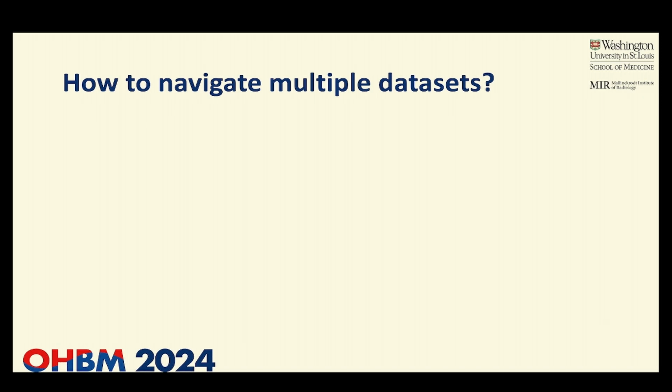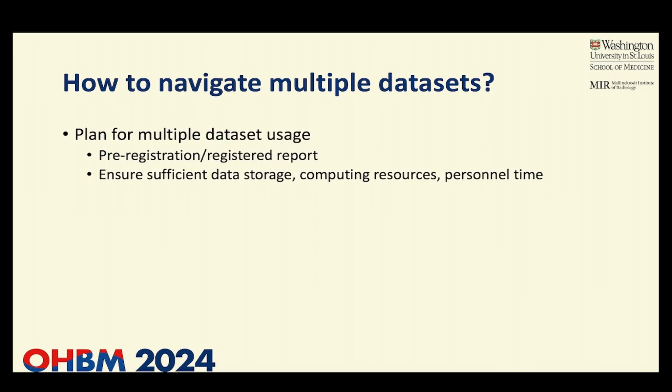So I'll wrap up this third and last section, thinking about how to navigate multiple different data sets. I think one thing is to just plan for it, and there are a lot of open science tools out there like pre-registration and registered reports to decide beforehand what you're going to do, how you're going to use multiple data sets, and actually register your plan somewhere. And also realize that using multiple data sets, even when they're freely available and freely shared, does still take quite a lot of resources and compute time and personnel time.